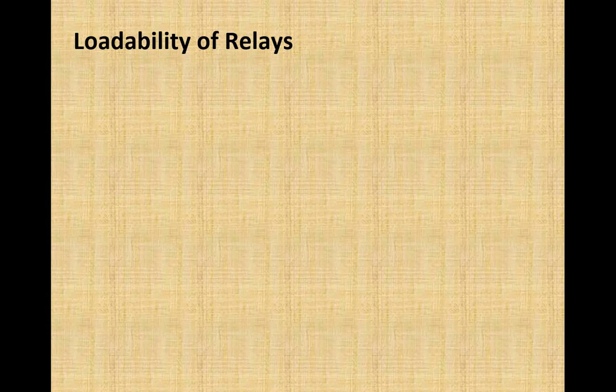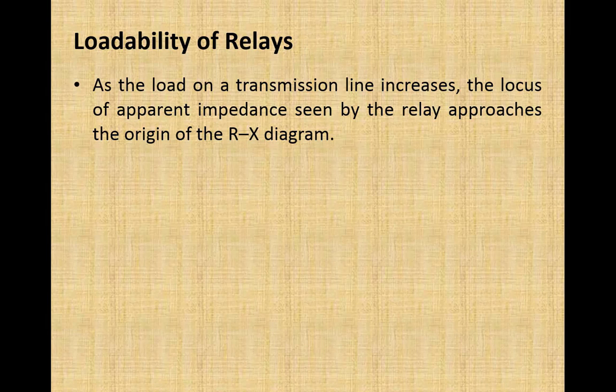So this is a fact. As load on a transmission line increases, the locus of apparent impedance seen by the relay approaches the origin of the RX diagram. So it means the higher the value of load, the closer the impedance seen by the relay will move towards the origin.